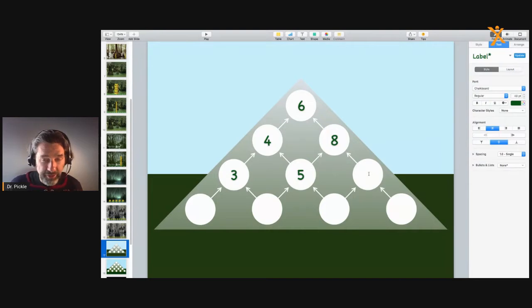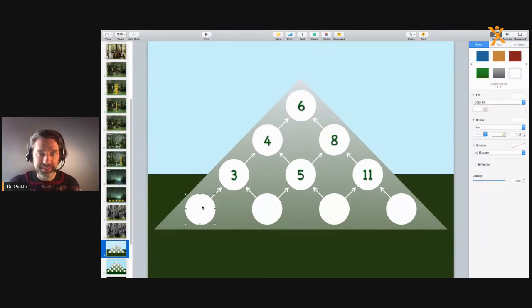So let's see if 9 would work. 9 is distance 1 from 8 here, but 5 is distance 3. So no, 9 does not work. Okay. 11, does that work? 11 is distance 3 from 8, and 5 is distance 3 from 8. Ah, we've got it. Good. So 11 works. Everyone is in agreement. We are cool.